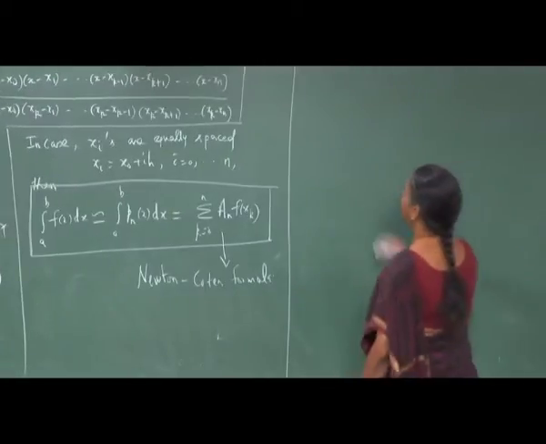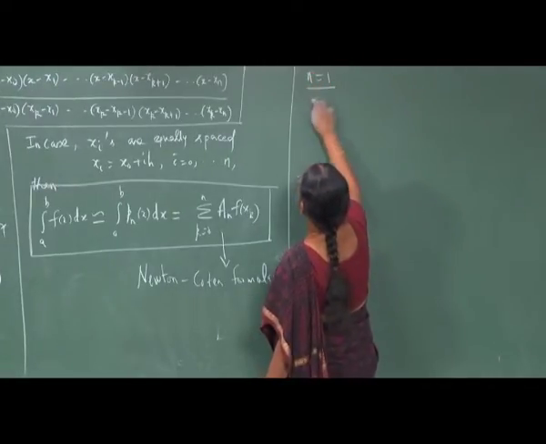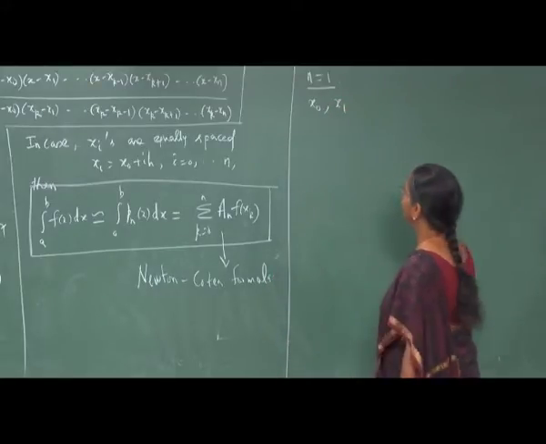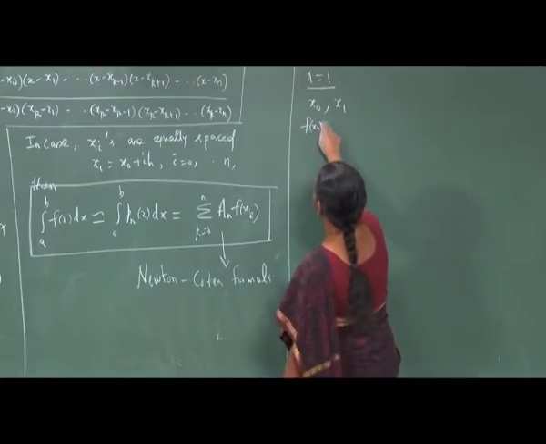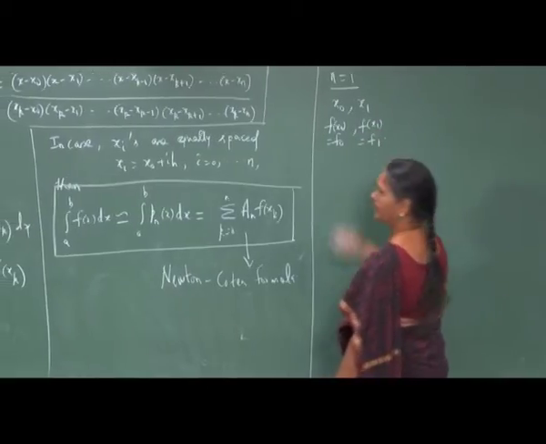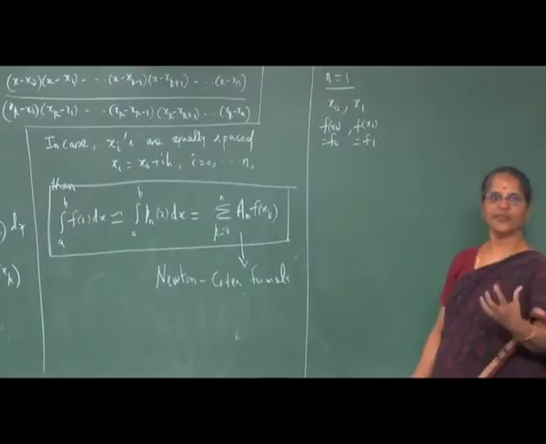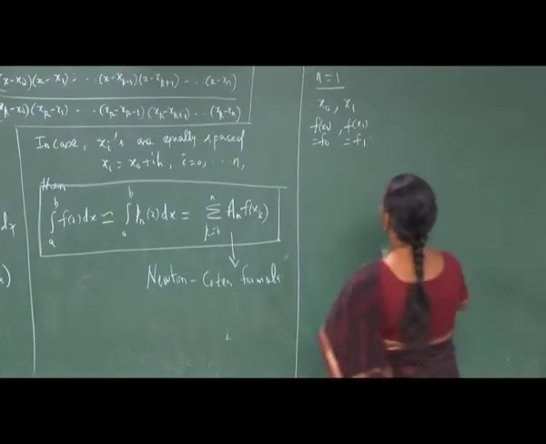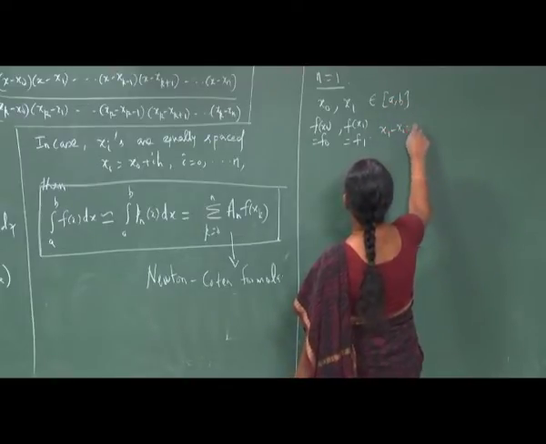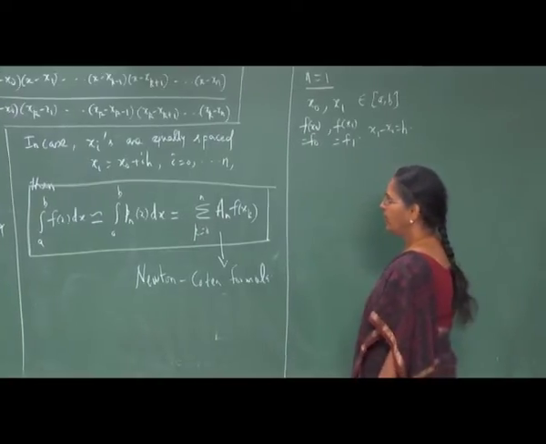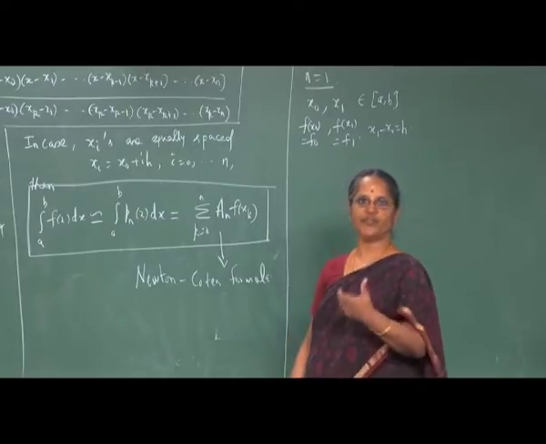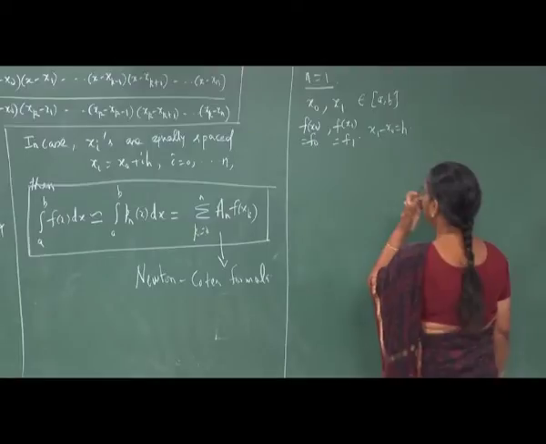So, let us work out the details for a simple case. Say when n is equal to 1. When n is 1, what is given? You are given the 2 points x0 and x1 and the corresponding function values, which I denote by f0 and f1. I am taking these 2 points x0 and x1 belonging to the interval a b such that x1 minus x0 is h. And I would like to derive a Newton-Cotes formula when n is equal to 1 by taking 2 points x0 and x1.